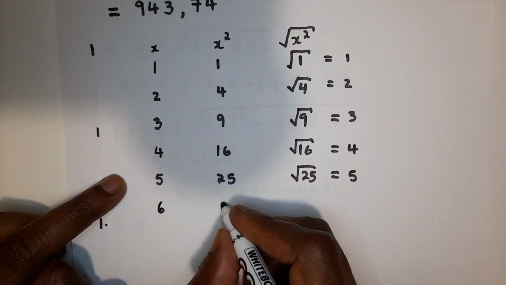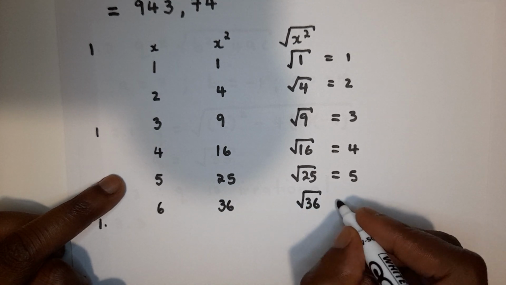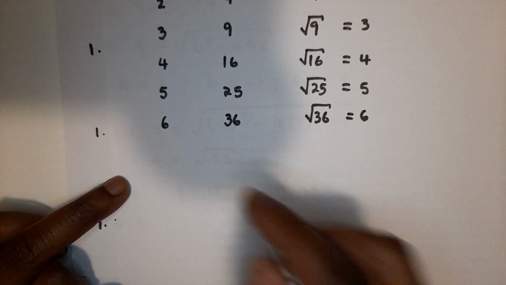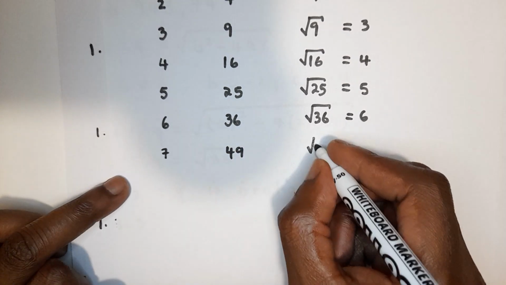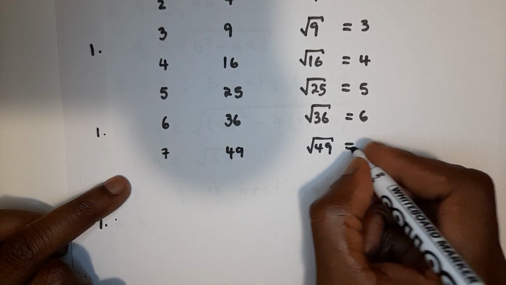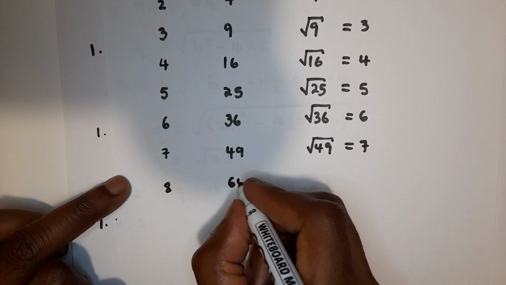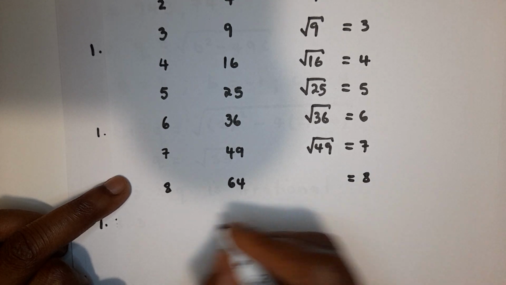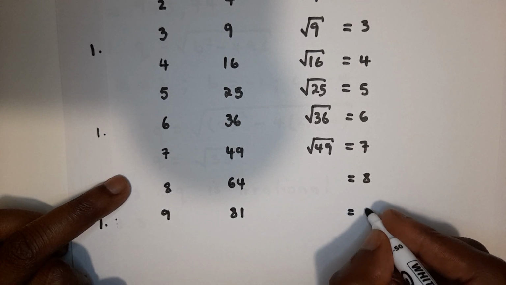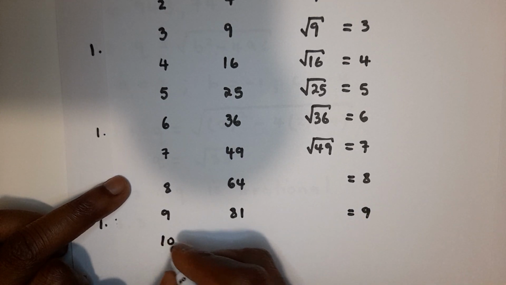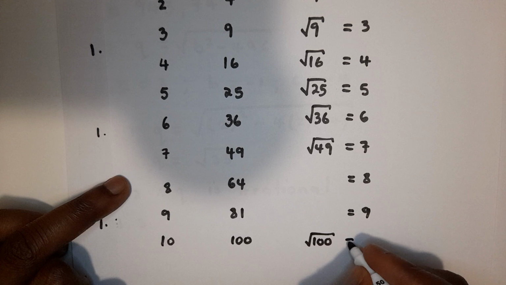We also have 6. 6 squared is 36. Square root of 36, we expect to get 6. Right, 7 squared is 49. Square root of 49, we get our 7 back. Then we'll have 8. 8 squared is 64. That should give us an 8 back. Then 9 squared is 81. That should give us a 9 back. Then lastly, 10 squared is 100. Then the square root of 100 gives us our 10 back.